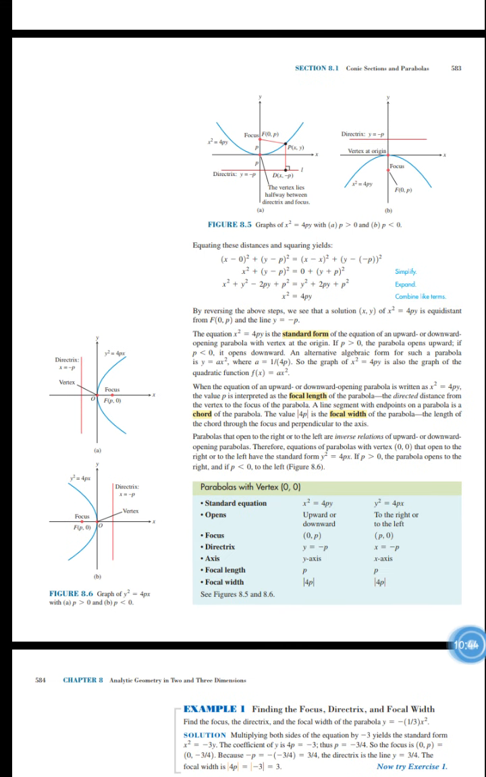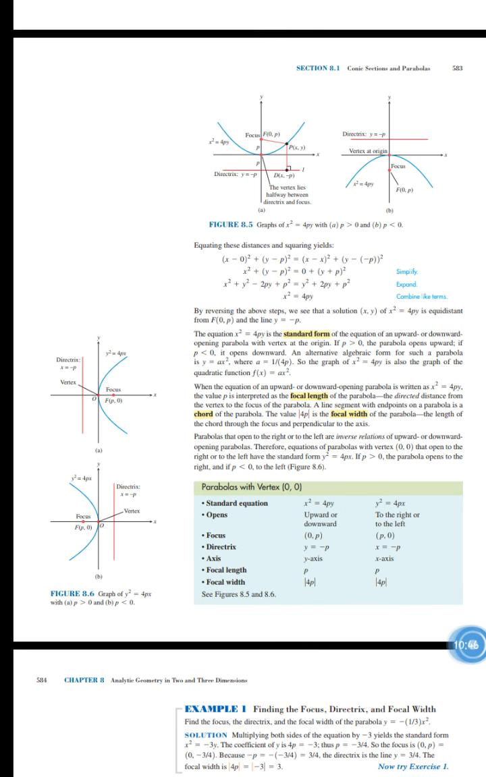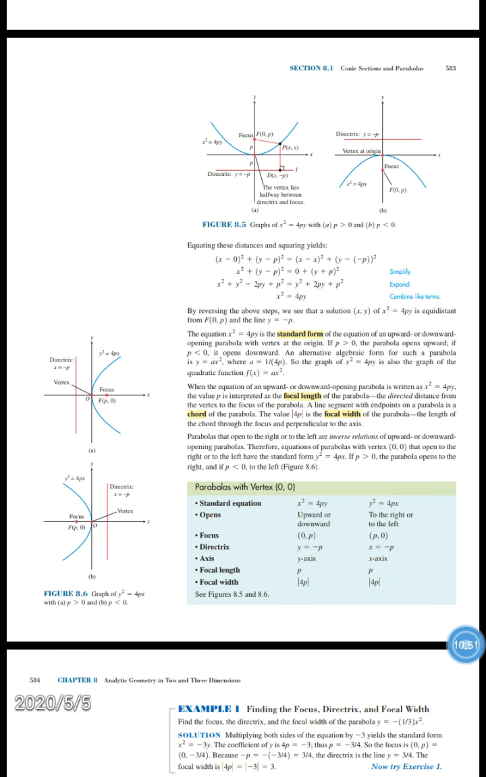Now the focus. In the standard form of this parabola, the focus is always on the y-axis, which is (0, p). But in the opposite case, when your graph opens to the right or left, your focus needs to be located on the x-axis, which is (p, 0). Now, as I mentioned, the directrix: if your parabola opens up or down, your directrix is y equals negative p.